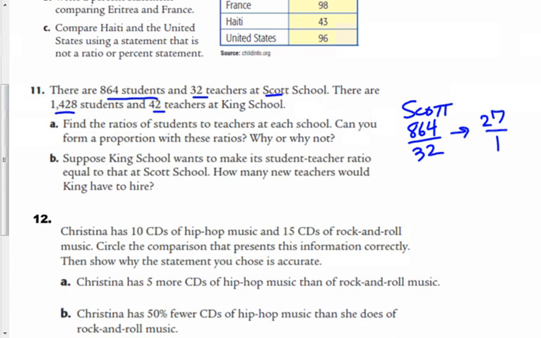Now, I just want to look at some other ways we can interpret that. One thing we can do is we can say there's 27 times as many students as teachers.